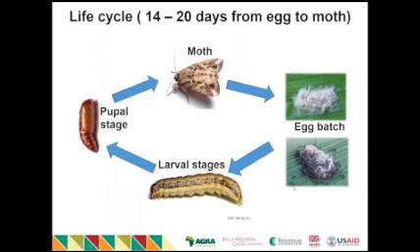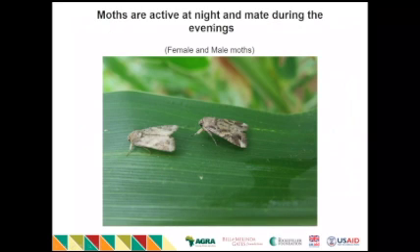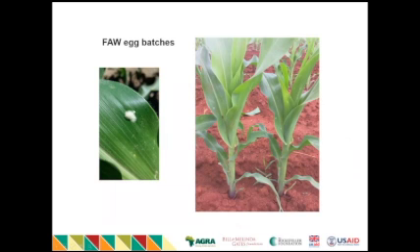And I'd now like to go into each of these a little bit more in detail so that you yourself understand the biology better. So the moths are active at night and they mate during the evenings. And here you can see the female and the male moth. So after mating, the moth lays an egg anywhere on the plant. It's not necessarily underneath leaves or on top of leaves, anywhere on the plant. And once your eyes get used to this, you can easily spot it.